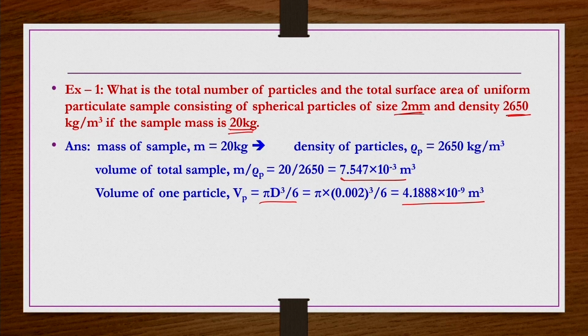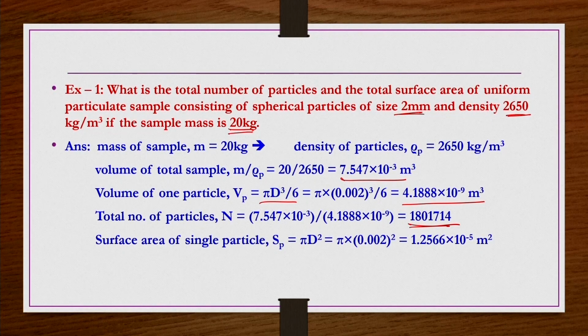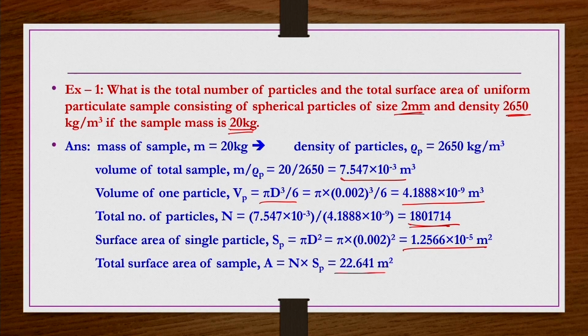If you divide the volume of the total sample by the volume of one single particle, you will get the total number of particles, 1801714 you get here. Likewise, the surface area of a single particle is pi d square for spherical particles, and this number you get. Now, the total surface area of the sample you can get by multiplying these two numbers, that is, the total number of particles multiplied by the surface area of one single particle. When you do this, you get 22.641 meter square.